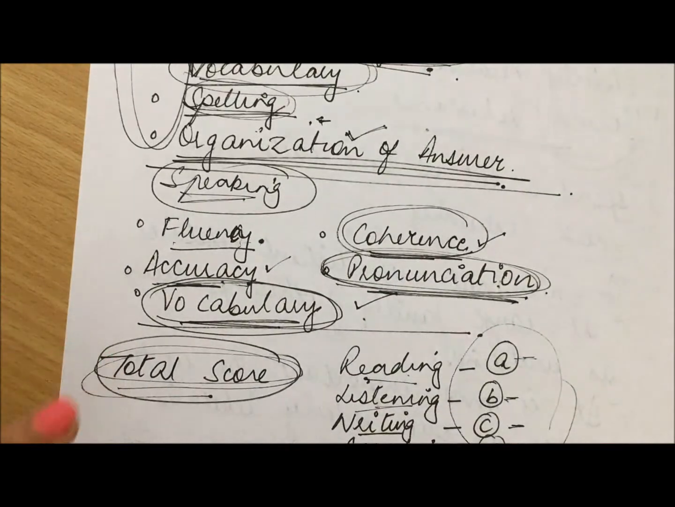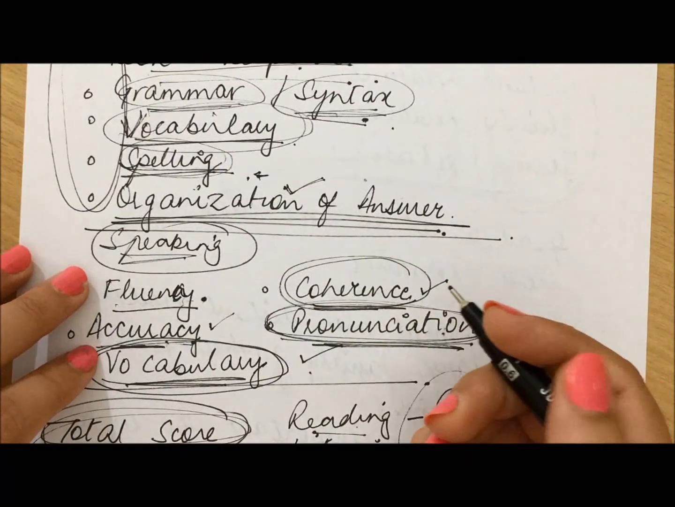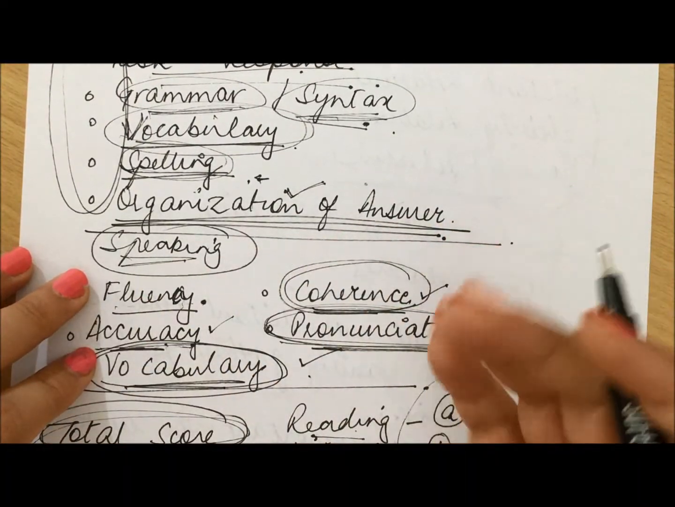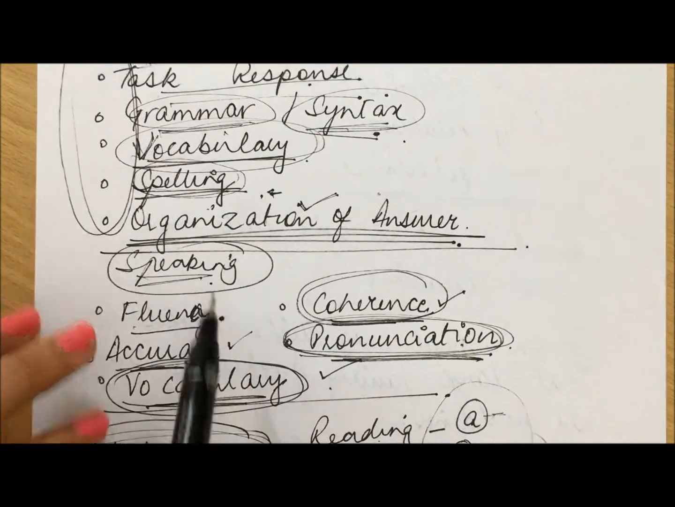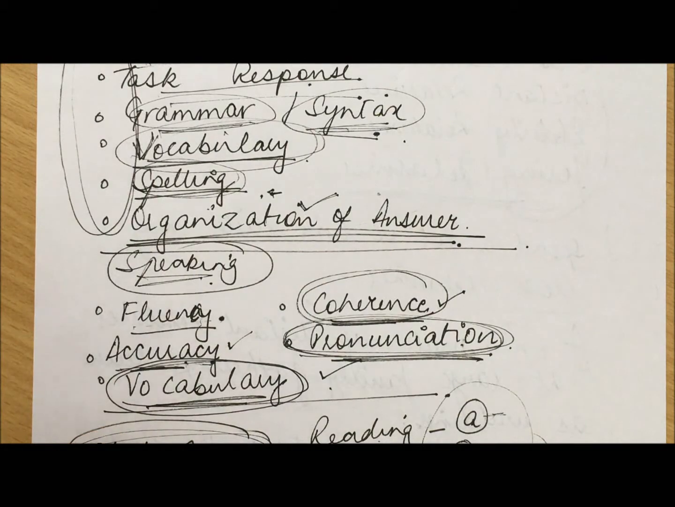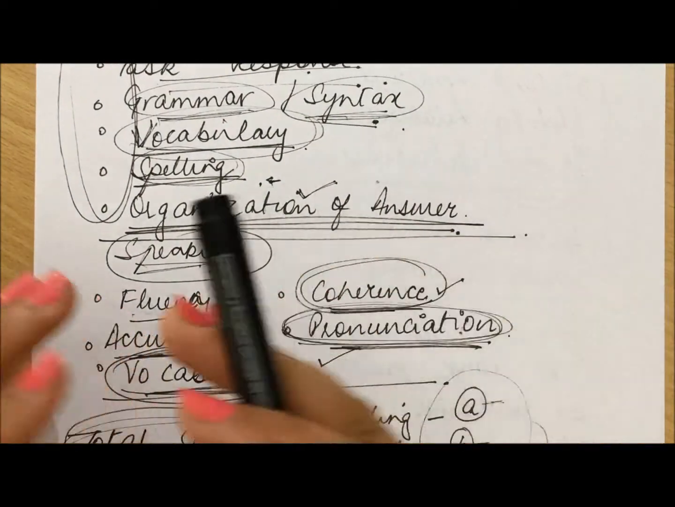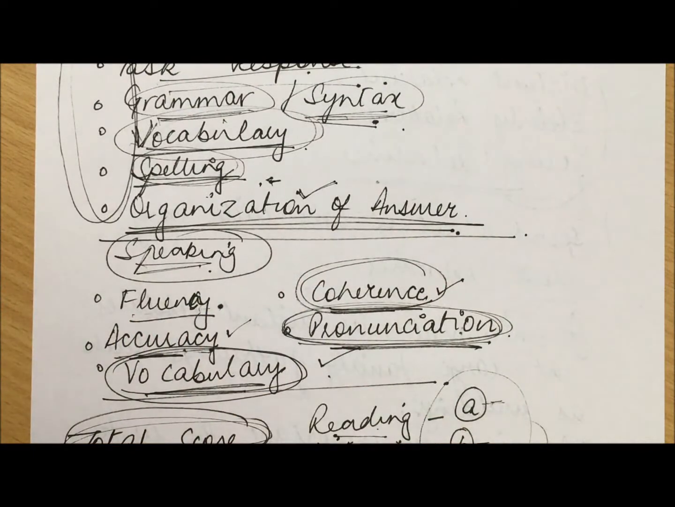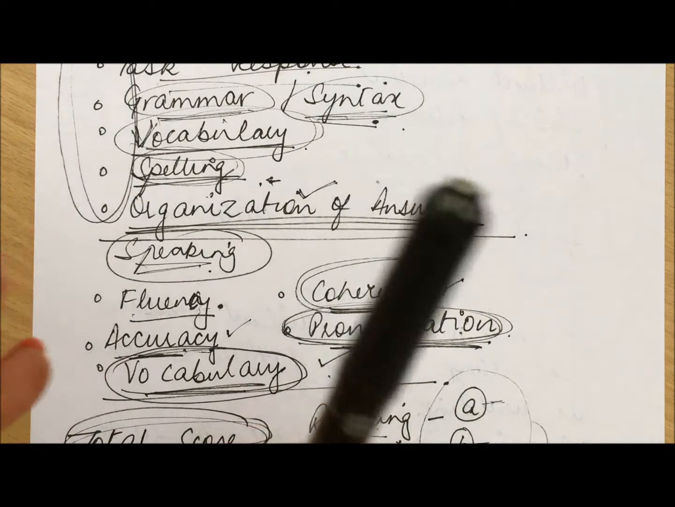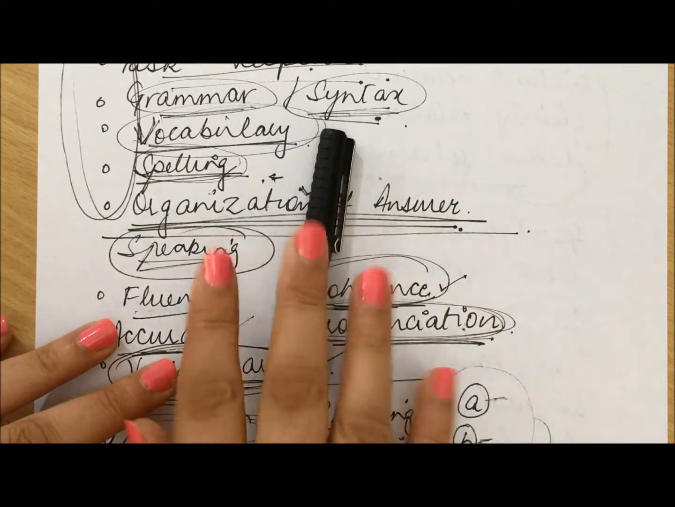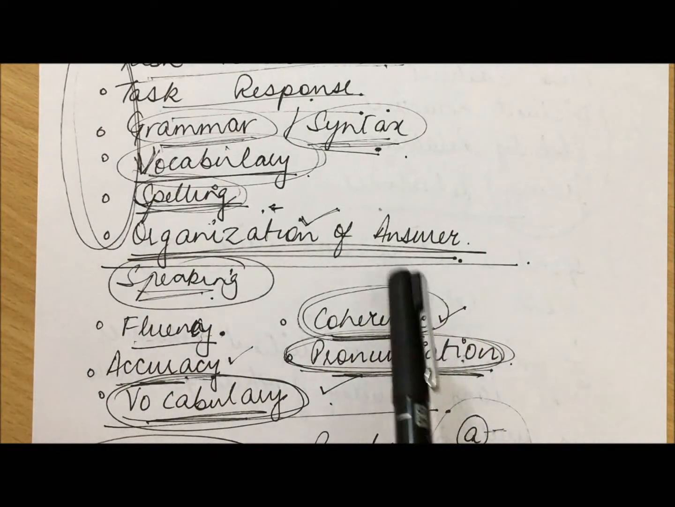Now, once again, for your reading and your listening, it's easier to calculate your score because you have a definite table. But for your writing and for your speaking, you need somebody who can at least mark your paper and see how many mistakes you have made. Then you can get a fair idea about what score you're going to get. But in the end, it is an examiner dependent thing. So it will depend on the examiner what marks he is giving you for all these things.